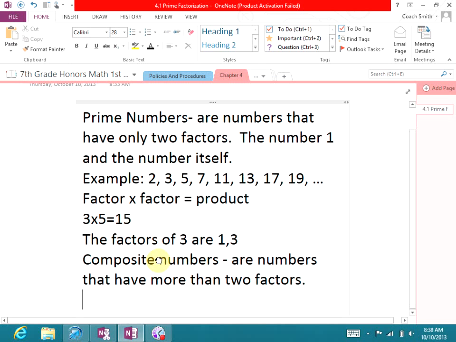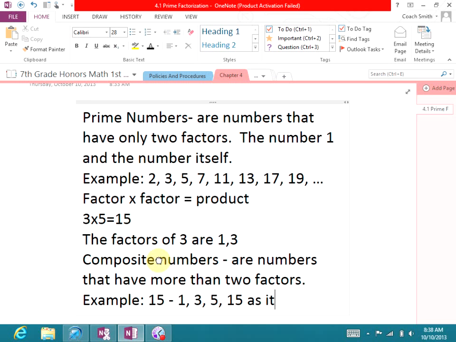For example, the number 15 has 1, 3, 5, and 15 as its factors. Therefore it has to be composite because it has more than two factors. If it only has two factors, then it's prime. If it has more than two factors, then it's composite.